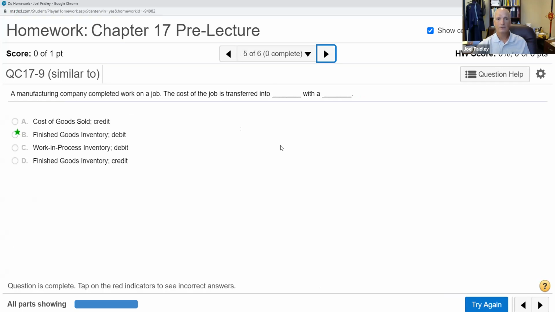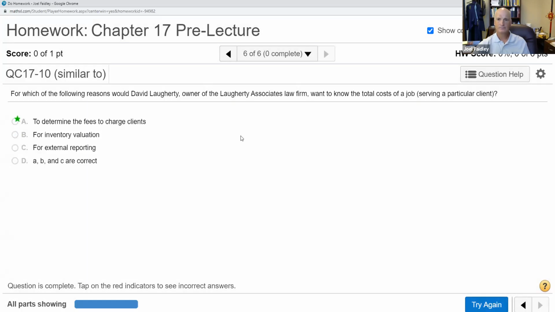Manufacturing company completed work on a job. The cost of the job is transferred into what? Finished goods inventory is a debit, and it's a credit to work in process. And lastly, which reasons? Well, there's no inventory, is there? Again, managerial accounting is not external. It's all internal to run your business. That's why this is so important to all of you, not just accounting majors, but everyone. Management, marketing, you've got to understand what's going on in your business from a number standpoint. How much you charge fees to clients.